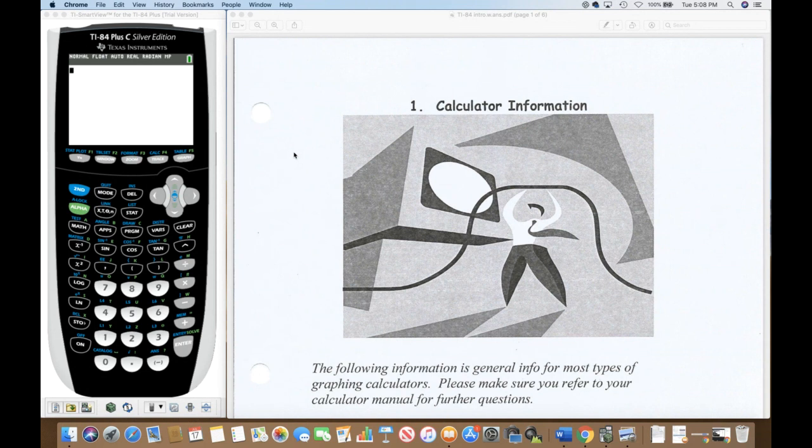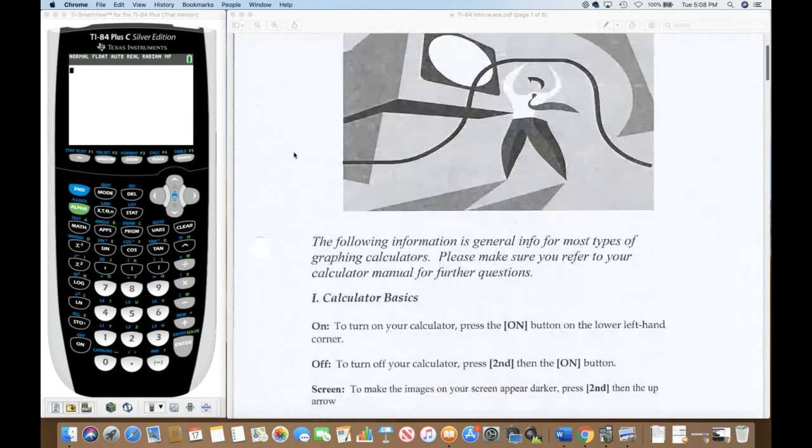Okay, the first thing we want to do is turn on the calculator. The way you do that is on the TI-84 calculator, on the bottom left is the on button. Go ahead and push that. It's lit up on the screen and the calculator comes on. You'll know that the calculator is on because the cursor is blinking on the graphing screen.